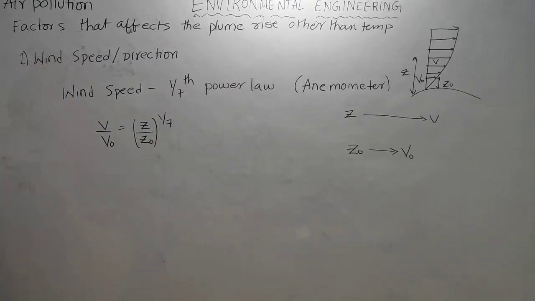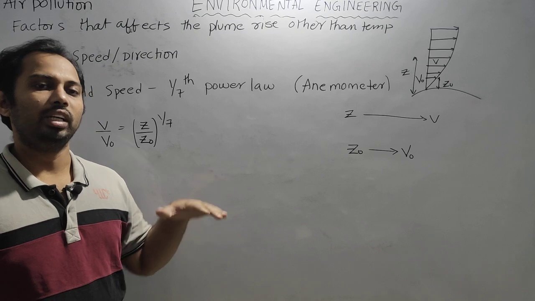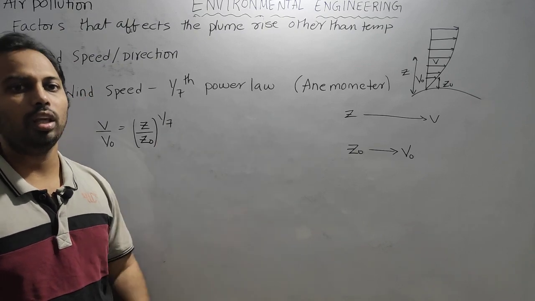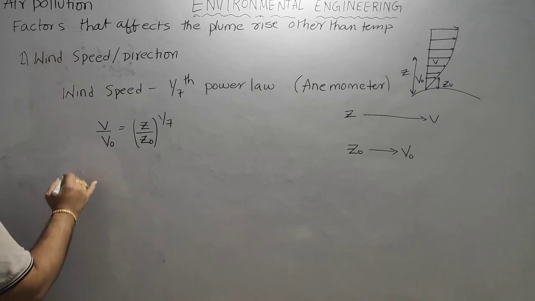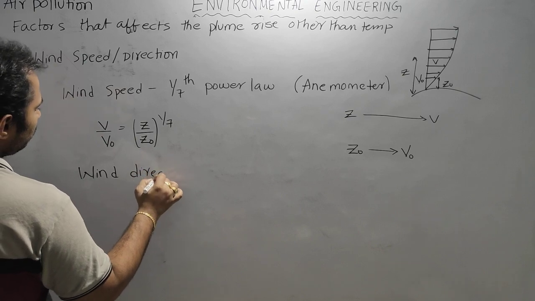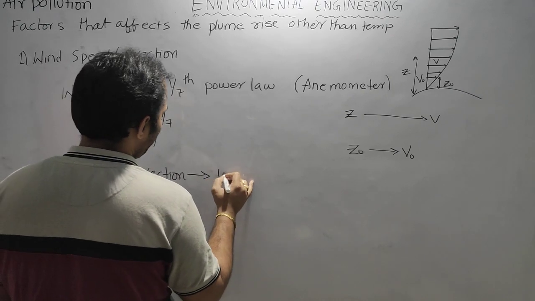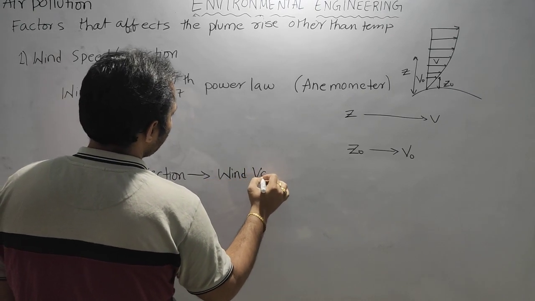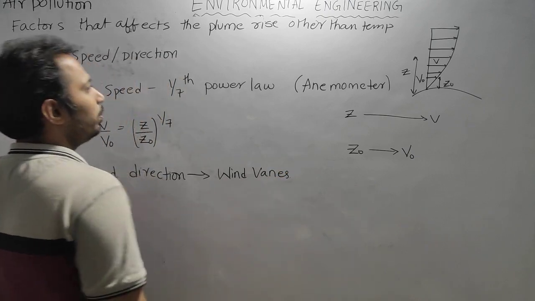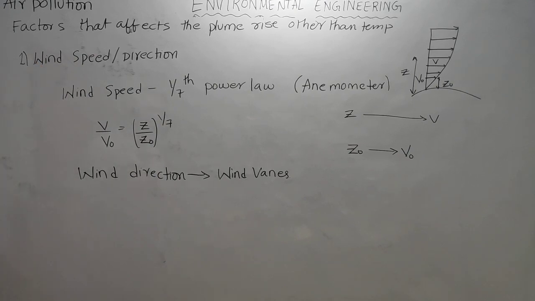And also wind direction. In which direction the wind is blowing also decides the movement of the pollutant. In that direction only the pollutant will move. So wind direction is also important. The wind direction we generally find using wind vanes. You might have observed these wind vanes in many locations, on runways also, which show the wind direction. Accordingly, the temperature, wind speed and wind direction, all these factors will decide the plume rise model.